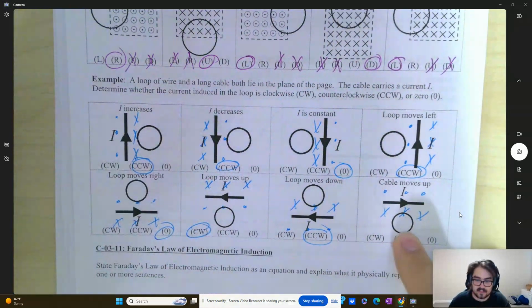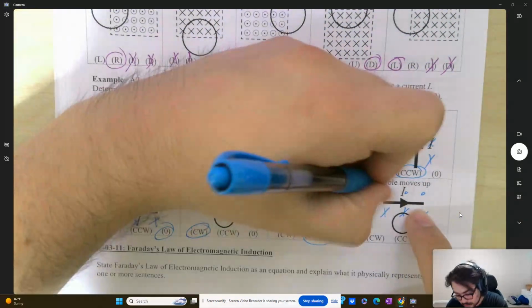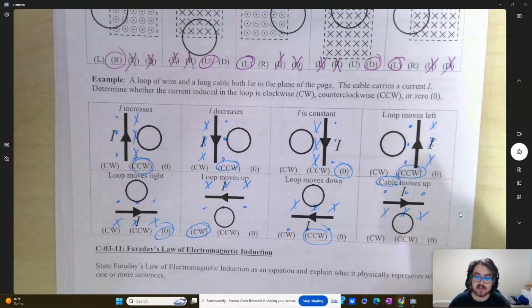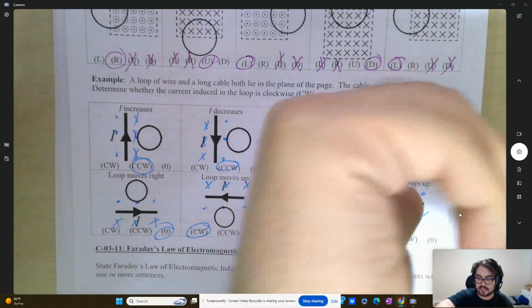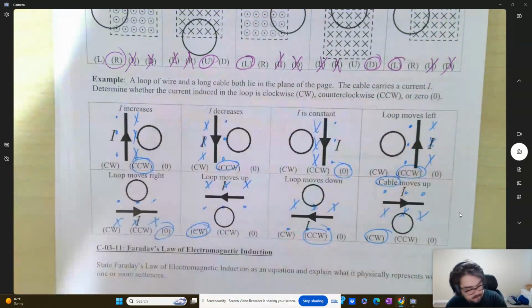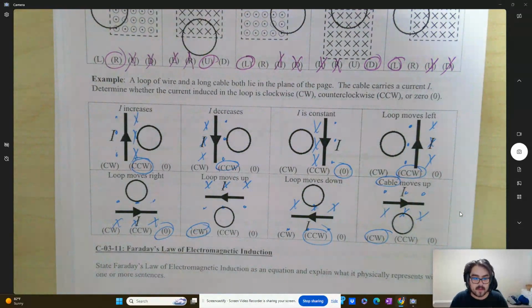Okay, and finally, if the cable moves up, oh, this is important, the cable's moving up this time, not the loop. If the cable moves up, then the B field is decreasing, which means flux is decreasing. So right hand, boom, into the page, and that would be clockwise, right? Okay, well, there you go. That's all for that section.